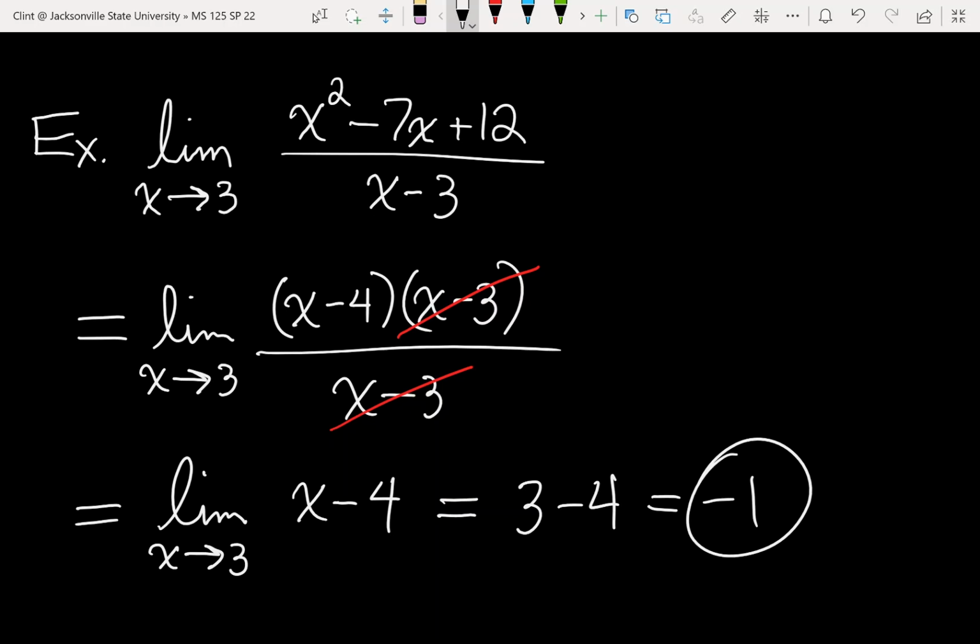So if you run into a situation where if you try to do direct substitution where you get 0 in the denominator, then one thing you can try is you can try factoring to see if you get anything to cancel out. And if you can get rid of the 0 on the denominator problem, then you can use direct substitution.